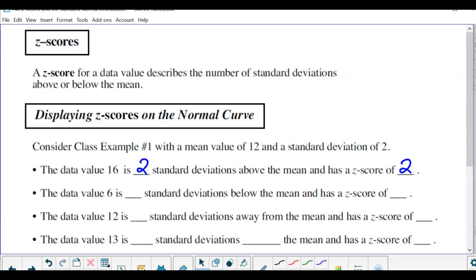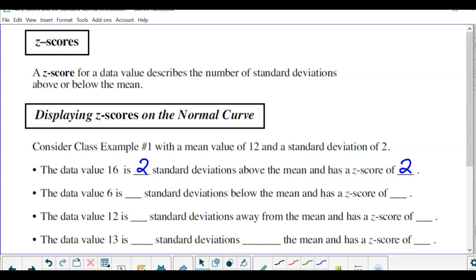Z-score is a real number. Okay, it can be positive, negative, it can be a decimal. You don't actually use fractions that often. Actually, I should say a rational number. We never use irrational scores.